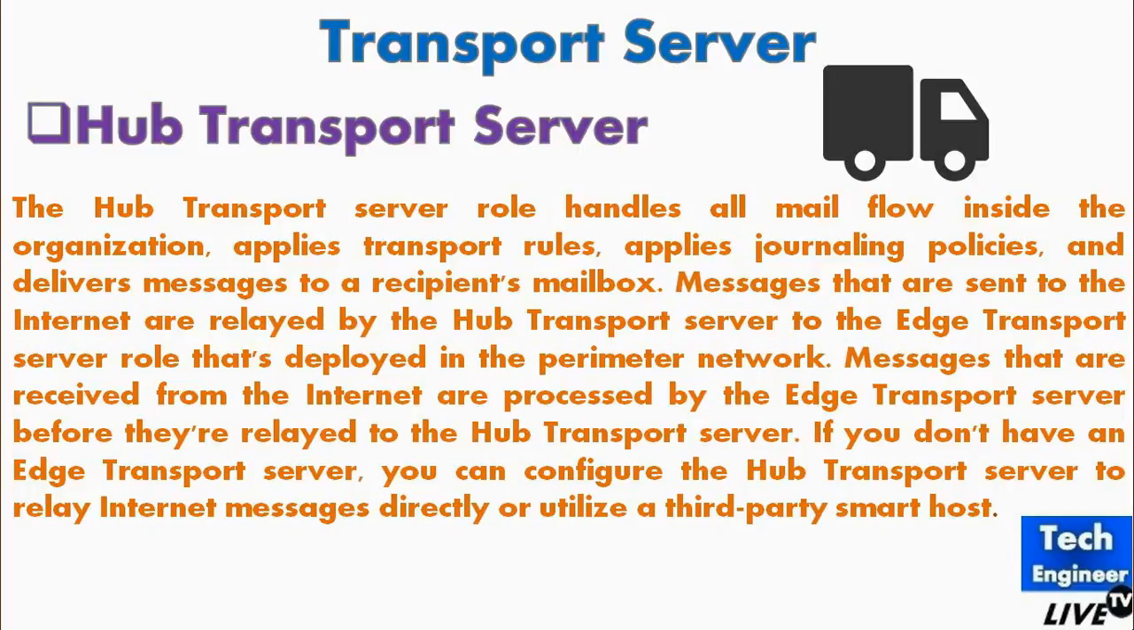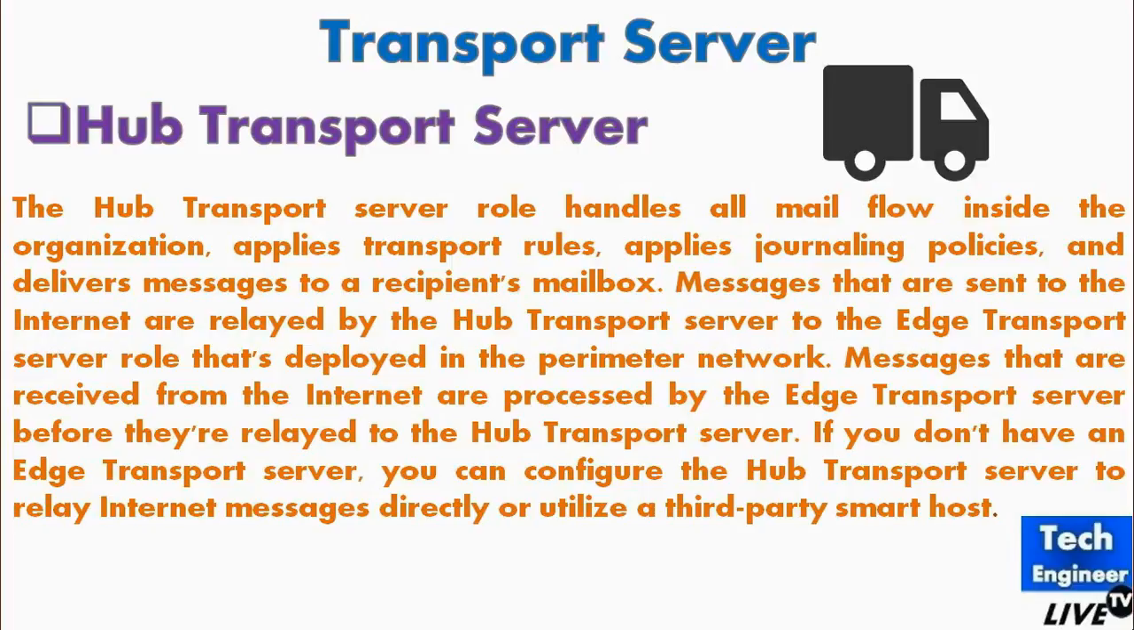Messages that are received from the internet are processed by the edge transport server only before they are relayed to the hub transport server. If you don't have an edge transport server, you can configure the hub transport server to relay internet messages directly or utilize a third-party smart host. As I mentioned, if for example you are missing an edge transport server, then you can also relay the messages.